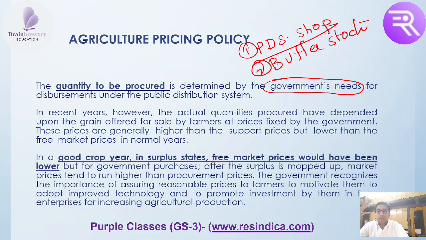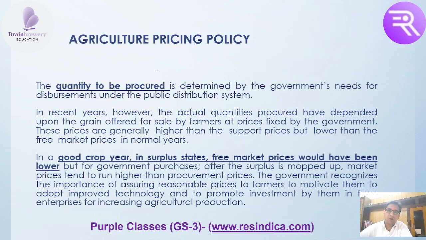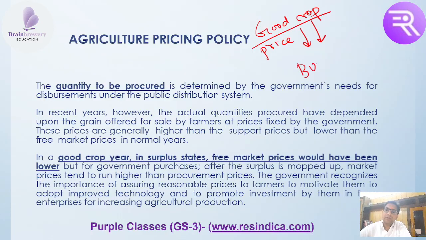So whenever we have a very good cropping season, like in a surplus state, free market prices would have been lower. Like if all of a sudden we have a very good crop, okay, a bumper production, huge production, the prices go low. So obviously whenever production is high, supply is high, prices go down, right? So after the surplus is mopped up, market price tends to rise. Okay, so before the government purchase, in a surplus state, free market prices would have been lower.